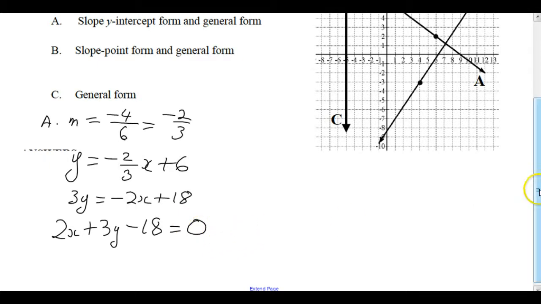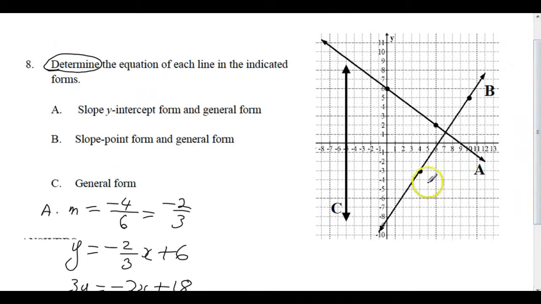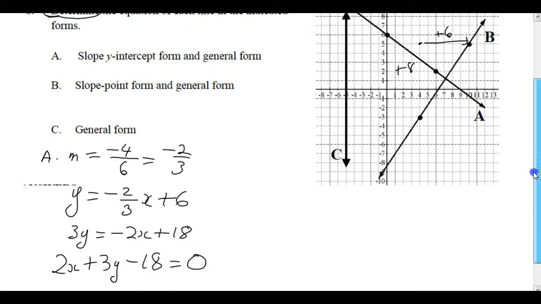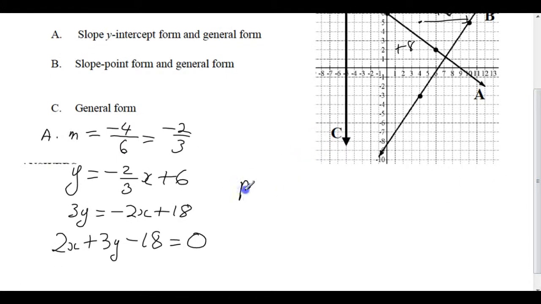B, slope point form and general form. It really doesn't matter what equation you're working out, you need the slope. And again, we have 2 points indicated, so we can count. From negative 3 to 5 is up 8, and from 4 to 10 is over 6. So for B, the slope is 8 over 6, which is 4 over 3.